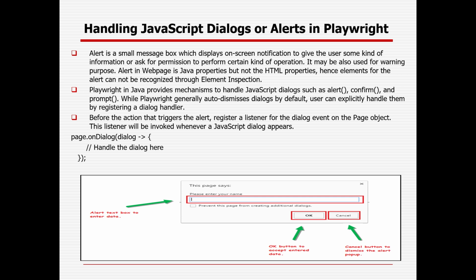So Playwright in Java provides a mechanism to handle JavaScript dialogs such as alert, confirm, and prompt. While Playwright generally auto dismisses dialogs by default, the user can explicitly handle them by registering a dialog handler. Before the action that triggers the alert, register a listener for the dialog event on the page object. This listener will be invoked whenever a JavaScript dialog appears. You can use page.onDialog here. This is the code you can use before clicking on the alert.